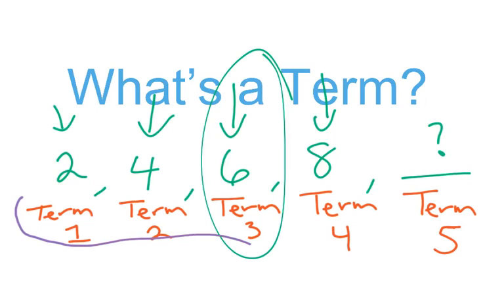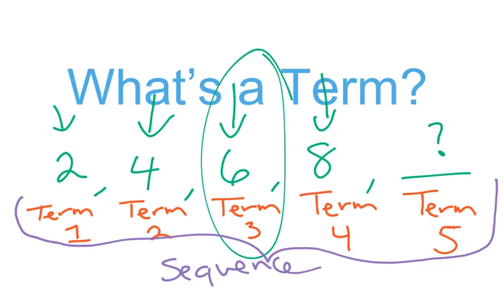A sequence is another important vocab word. It looks like this, and it means a pattern of terms that all follow the same rule, but it's not just one of those numbers, it's the whole thing, the whole list that follows a pattern. So here we have 2 and then we have 4. We can check with an additive or a multiplicative.